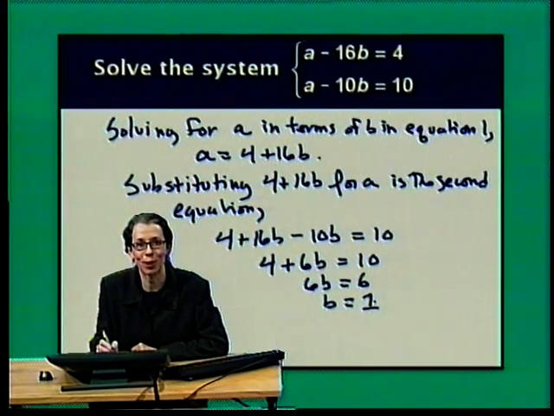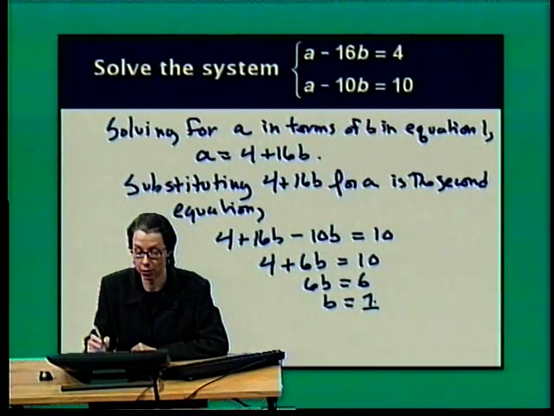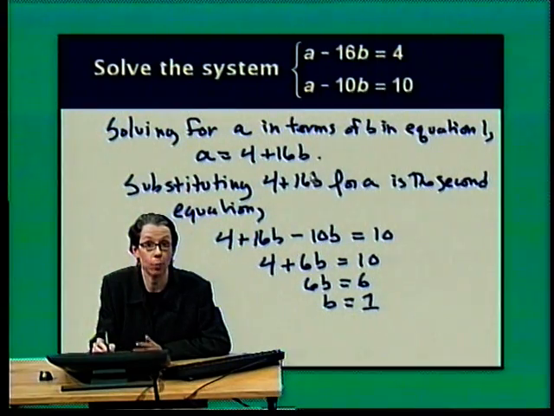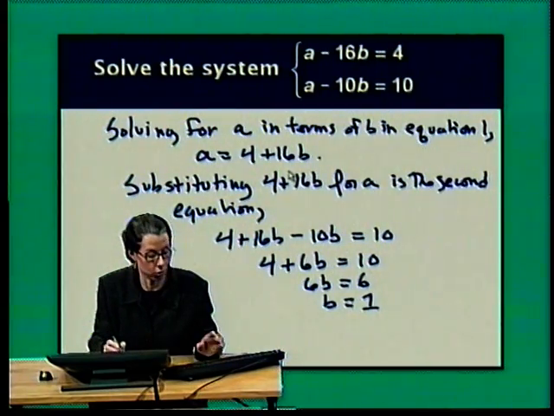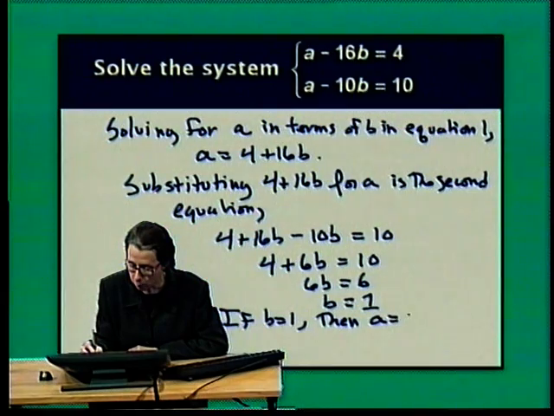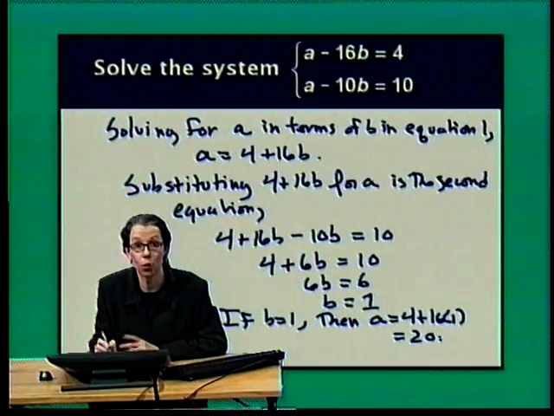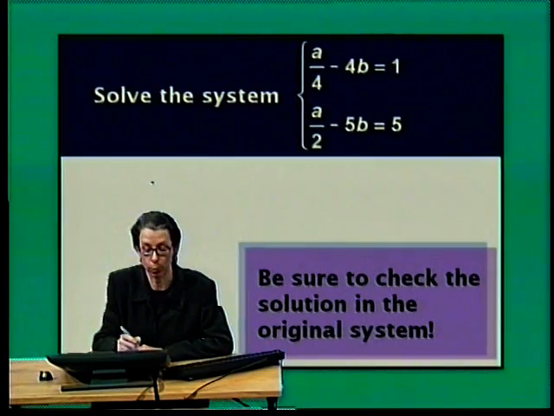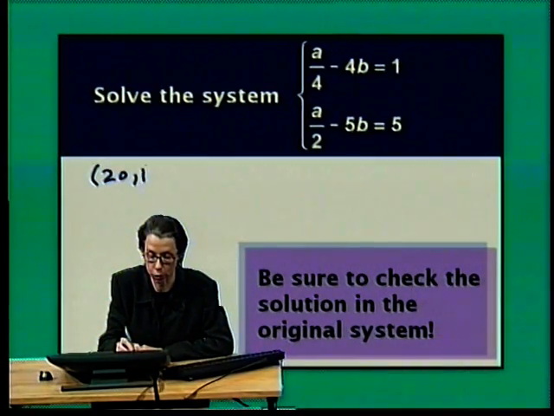Much nicer answer than we were getting in the previous system. Now let's figure out a. I have an expression for a in terms of b that I started off with at the beginning of this problem. So I'm going to use this to evaluate a. So if b equals 1, then a equals 4 plus 16b, which is 20. So I have a proposed solution, the ordered pair (20, 1). Let's check it. So we want to check our proposed solution, the ordered pair (20, 1).